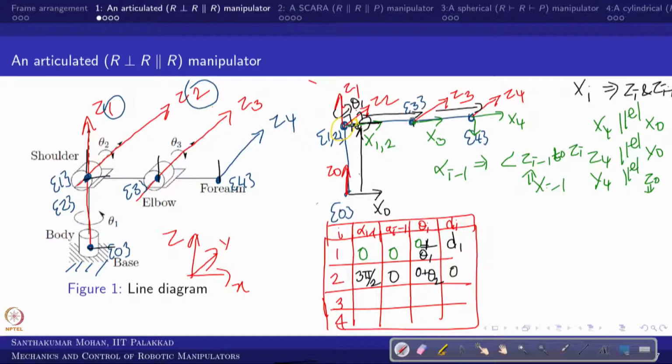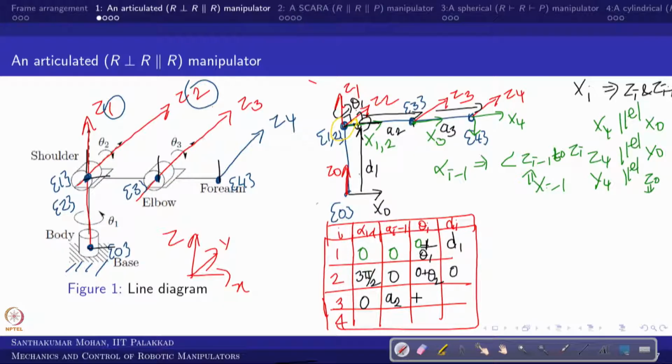Now coming to the third frame. Frames 2 and 3, how much difference is there? There is no angle about x2, so that is 0, in the sense z2 and z3 are parallel. So what is a? A would be realized along x. In this case there is a distance along x2, traveling from 1 to 3. So this is what we call a3 minus 1. In the sense this is a2 and this is d1. So this I call a3.